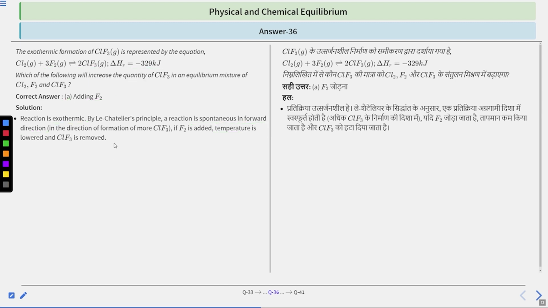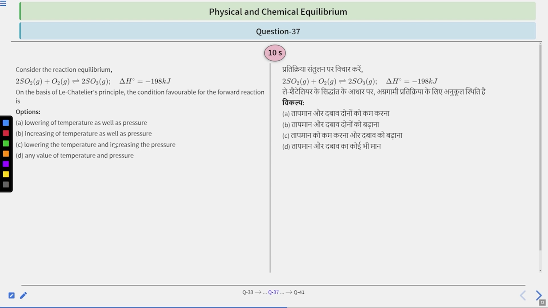Okay, moving on to question number 37. Consider the reaction equilibrium: 2SO2 + O2 → 2SO3, ΔH is also negative, −198 kilojoules. Now, on the basis of Le Chatelier's principle, the condition favorable for the forward reaction is... So, if we want the reaction to go forward, which condition will be favorable?